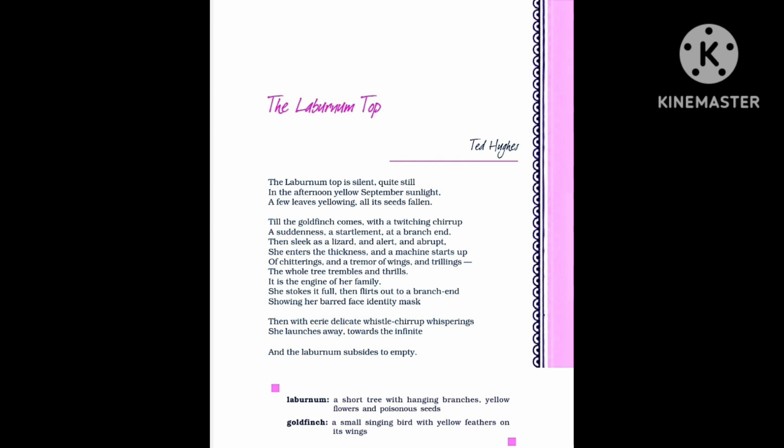Then sleek as a lizard and alert and abrupt. Now, when the goldfinch appears at the branch end, it enters the thickness of the tree like a lizard. How does a lizard crawl on the wall? Like a sleek. Sleek means swift, very alert and abrupt. Rapidly it enters, it just moves. And the goldfinch, like a lizard, enters the thickness of the tree, and a machine starts up. The machine of the tree means the engine of the tree finally starts up, and when the engine starts up, the machine starts working.